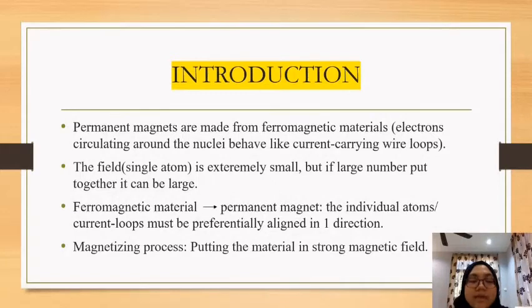So, what is a magnet? Permanent magnets are made from ferromagnetic materials, in which electrons circulating around the nucleus behave like current-carrying wire loops. The field of a single atom is extremely small, but if a large number are put together, it can be large. So how do we turn a ferromagnetic material into a permanent magnet? The individual atoms or current loops must be preferentially aligned in one direction, so in this magnetizing process, we put the material in a strong magnetic field.